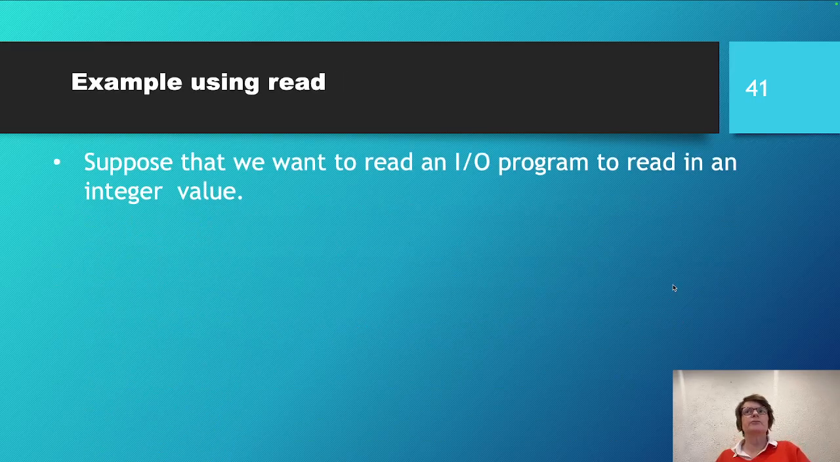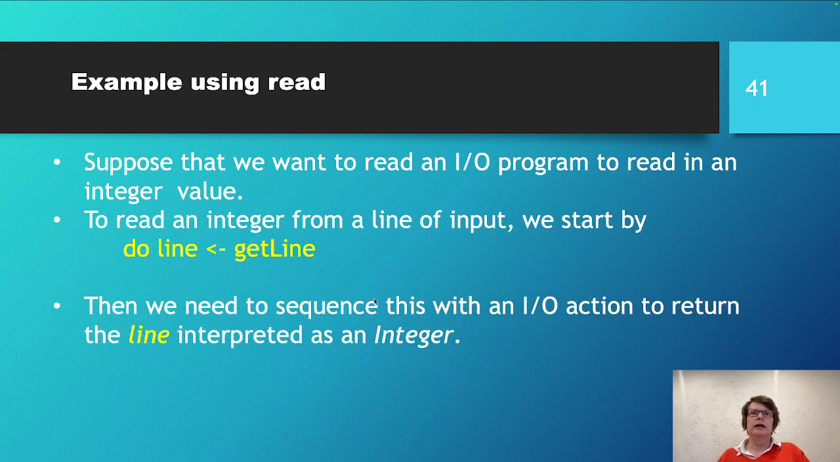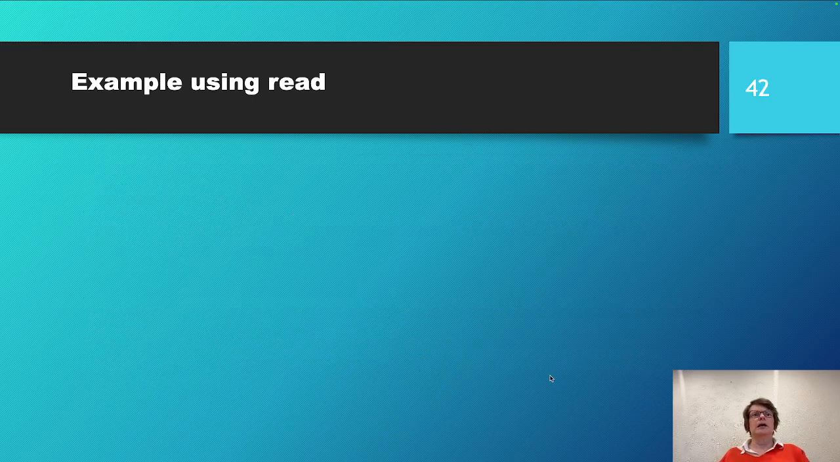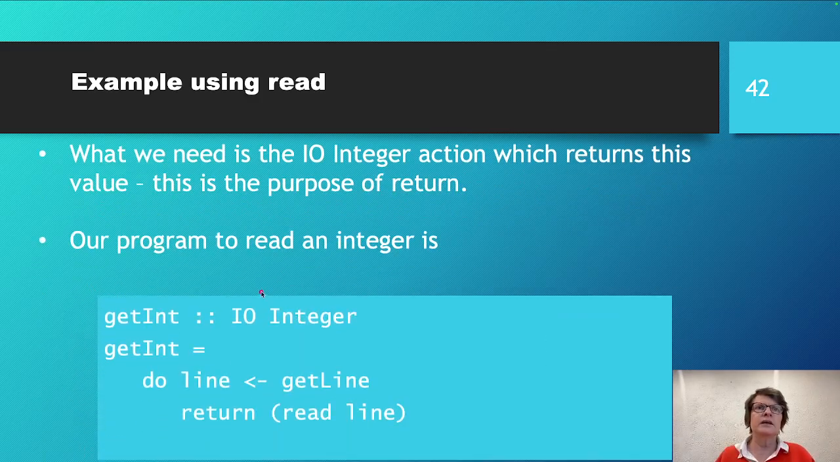So an example using read. Okay, so we have our getLine, and we've seen it before, but just to go through it more. So we have the string, and we need to sequence this with an IO action to return the line interpreted as an integer. So we're going to see how it's done here. So now the big thing here is I'm returning an integer. Okay, if I was just returning a line, it would be a string.